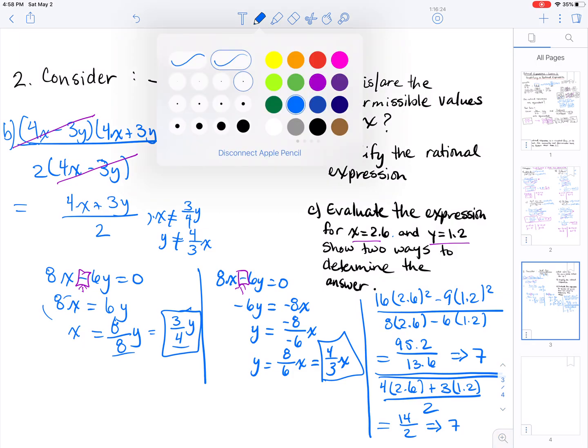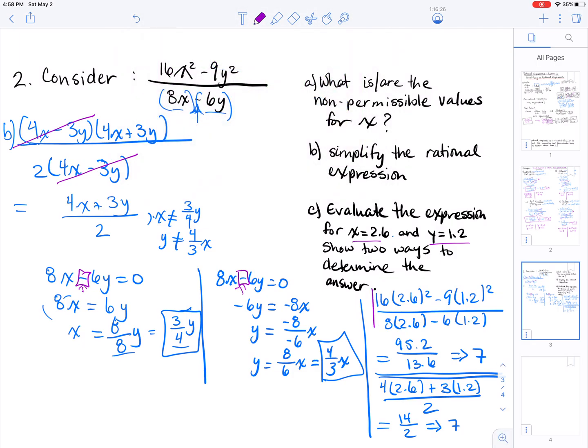So it doesn't matter which way you do it, if you plug it into the original equation or if you put it into the simplified equation, you should get the same answer. If you didn't, then there's some calculation error that you made. So that's two different ways that we actually could do it.